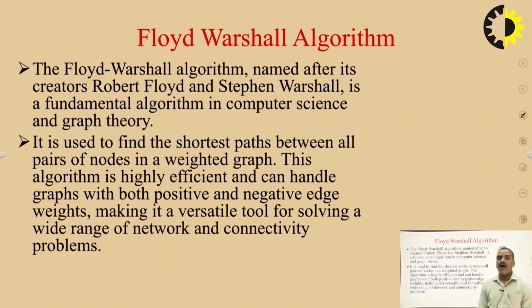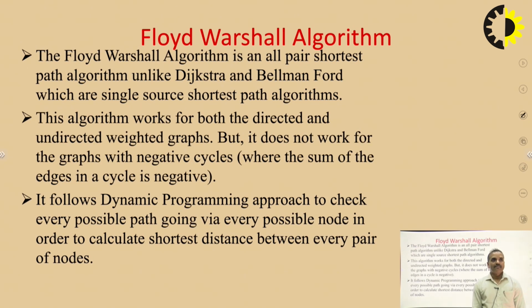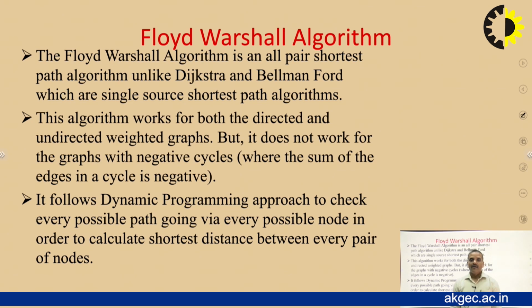This is used to solve how to reach from one node to another node with a minimum cost or a shortest path. Floyd-Warshall algorithm is an all pair shortest path algorithm, unlike Dijkstra and Bellman-Ford, which are single source shortest path algorithms. In case of Dijkstra's algorithm, we find a shortest path from a single node to all other nodes, but in case of Floyd-Warshall algorithm, we have to find the shortest path between all pairs of nodes which is given in the graph.